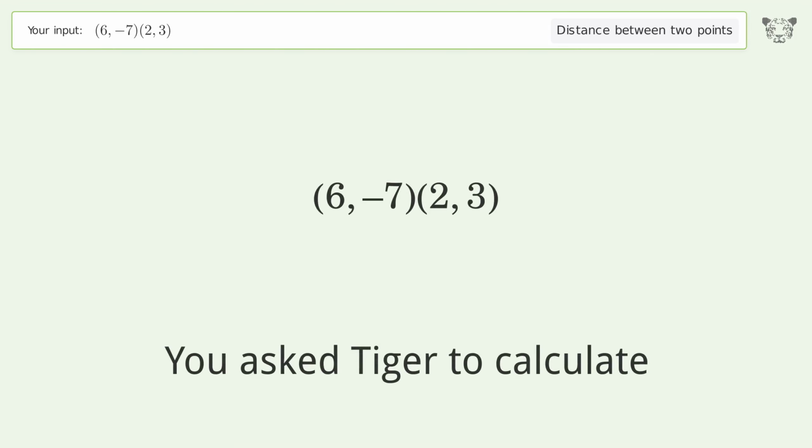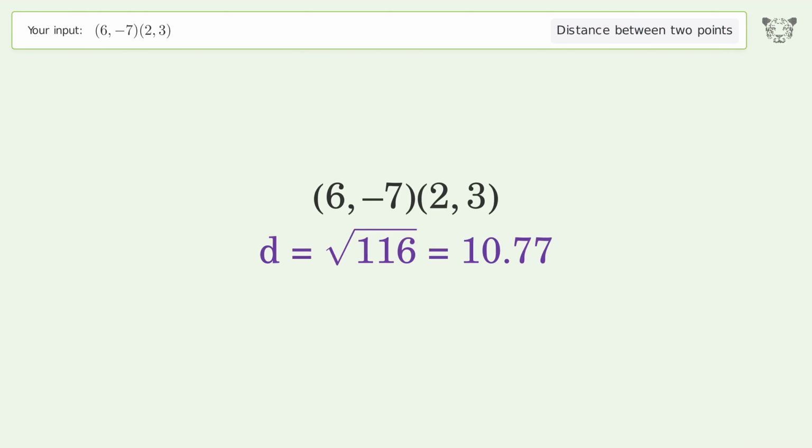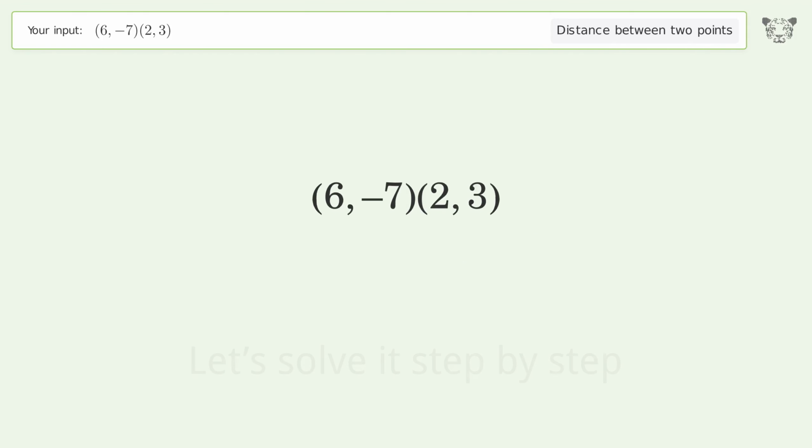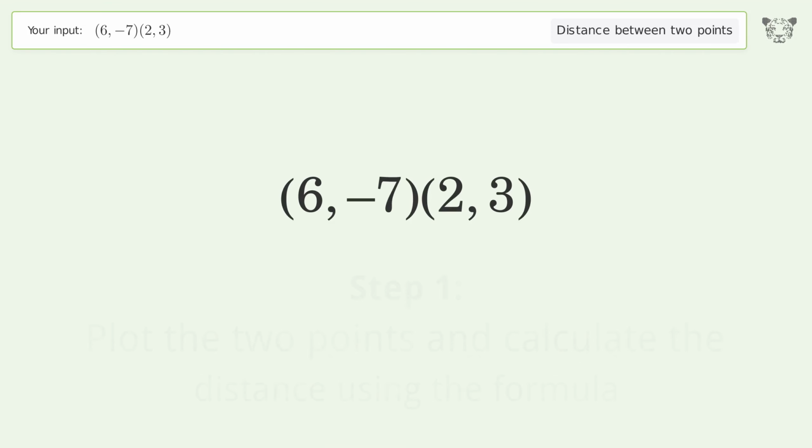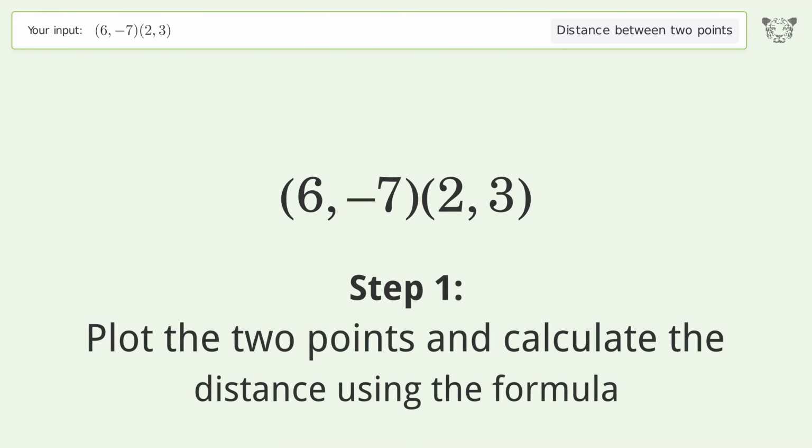You ask Tiger to calculate. This deals with the distance between 2 points. The distance between the 2 points is the square root of 116, or 10.77. Let's solve it step by step. Plot the 2 points and calculate the distance using the formula.